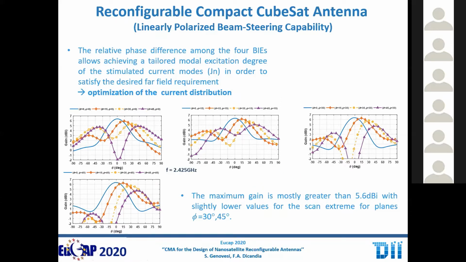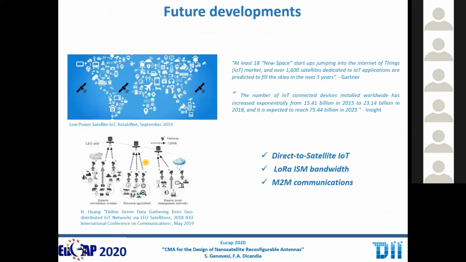So I don't know how much time we have, but I'm going to the conclusion. So we think that this is a really interesting topic, and that the small satellite domain will be more and more important for applications, for example, for industrial Internet of Things, or for machine-to-machine communication. Also, there are some ideas of using, again, the GSM or LoRa bandwidth. So there are a lot of ideas on this topic.